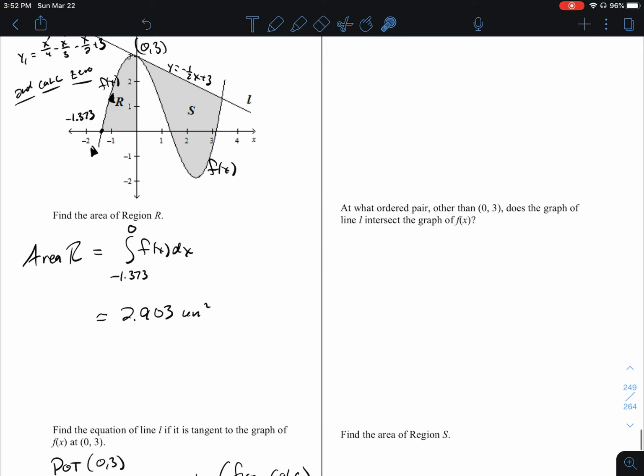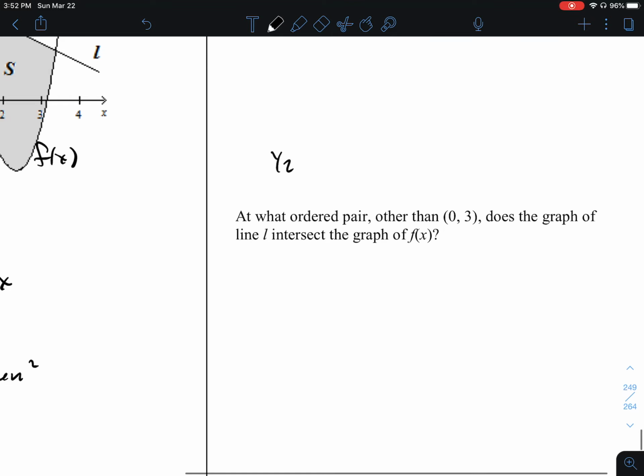Next question. At what ordered pair other than 0, 3 does the graph of line L intersect the graph of f of x? Well, I would simply put into y2 this line we just found. So I got f of x in y1 and L in y2. I would ask the calculator to find the intersection by doing second, calculate, intersect, and then it asks you for the first curve, second curve, and then it wants you to guess.